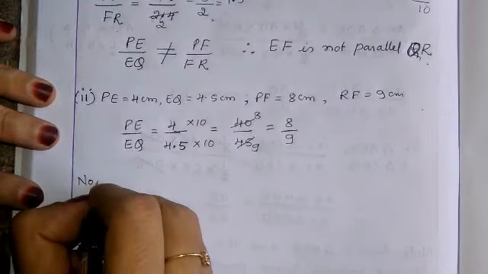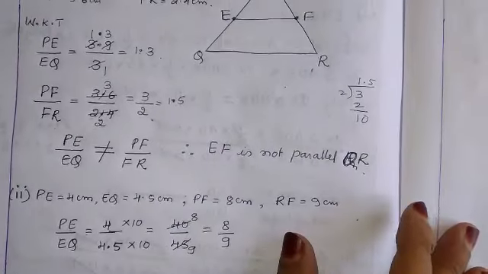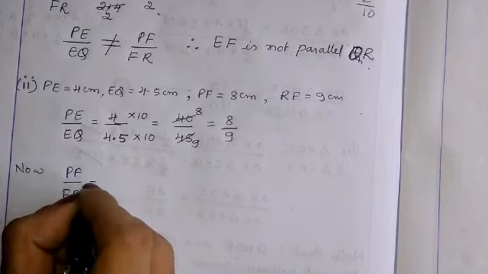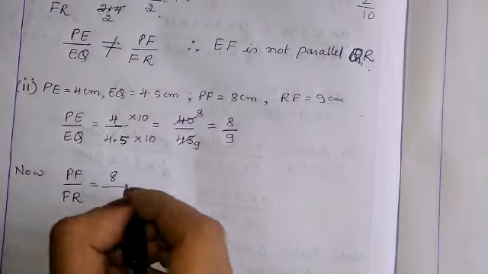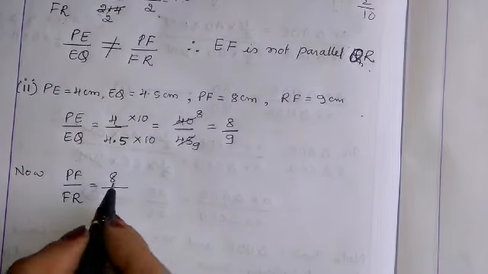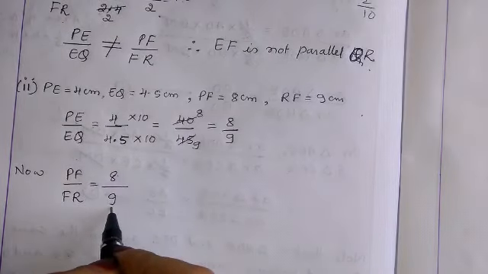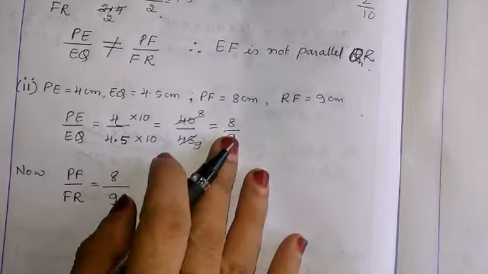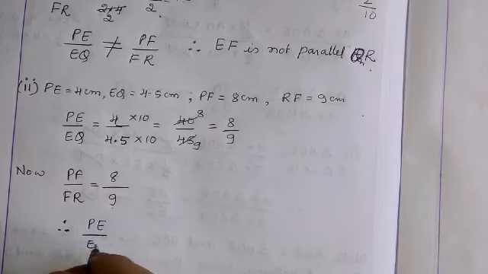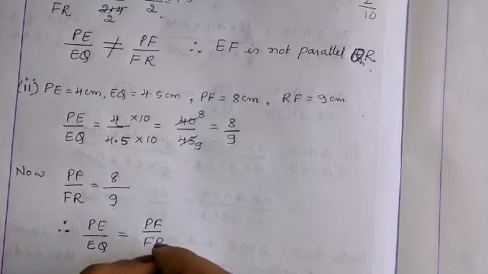Now one more we have to take: PF upon FR. PF value is 8, FR or RF value is 9. See here we cannot cancel directly. So we see here also 8 by 9, and this also 8 by 9 we got. So we got an equal answer. Therefore, what we have to write? PE by EQ is equal to PF by FR. This is by BPT.